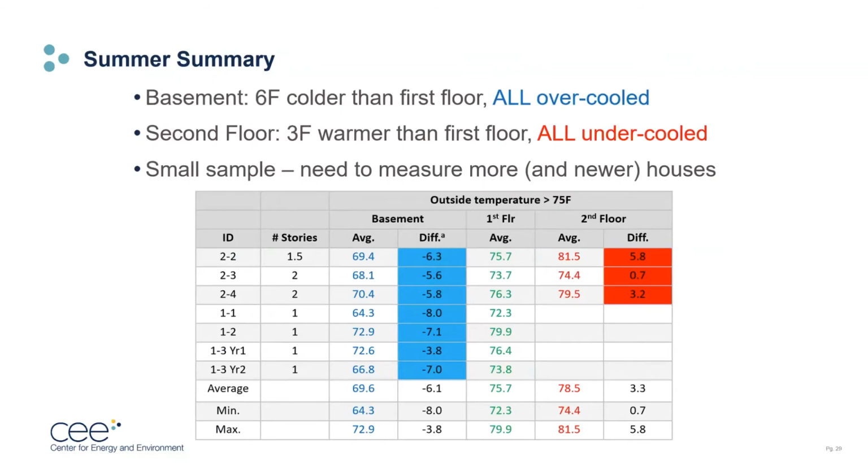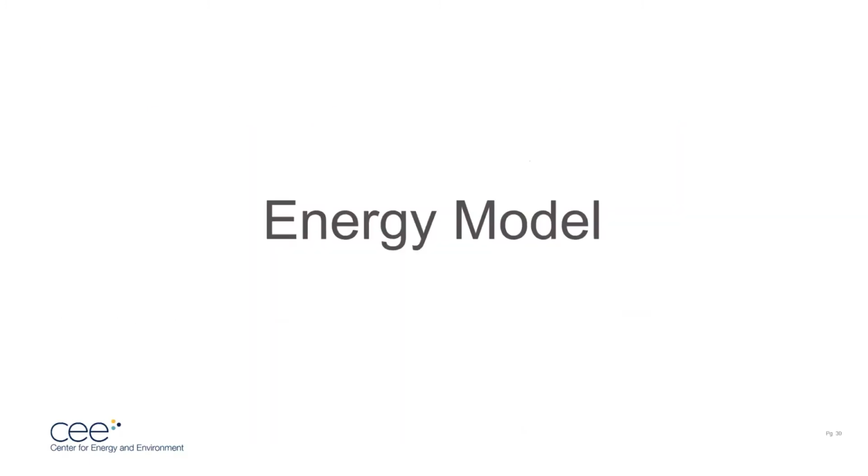So here's the results for the summer data using the same color coding. All of the basements were overcooled with an average temperature that was 6 degrees colder than the first floor. All of the second floors were undercooled with an average temperature of about 3 degrees warmer than the first floor. So it's likely the multi-zone system would not only make the houses more comfortable, but also save energy for these homes.